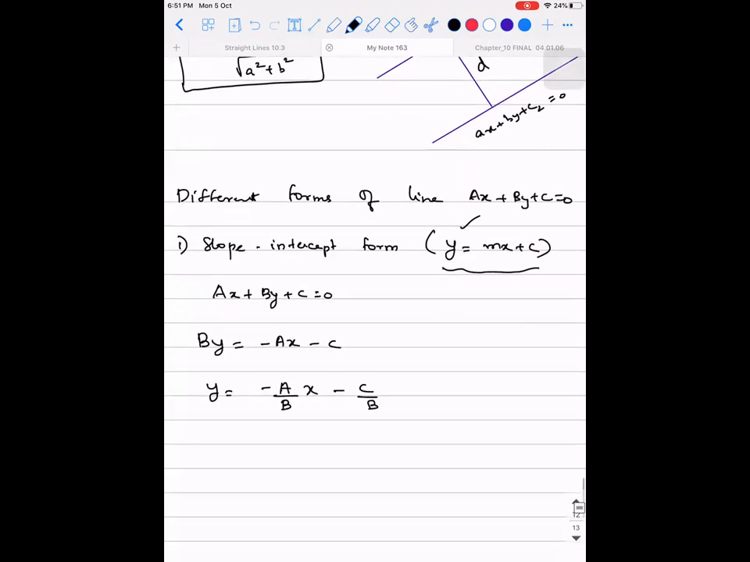So when you rearrange it, when you compare it with y is equal to mx plus c, what will be the slope of the line? Slope of the line is minus a by b. And what will be the y-intercept of the line? That is minus c by b. Is that clear, guys?